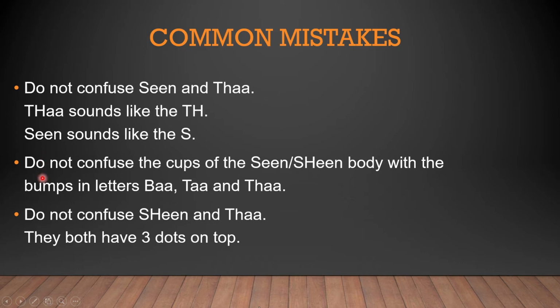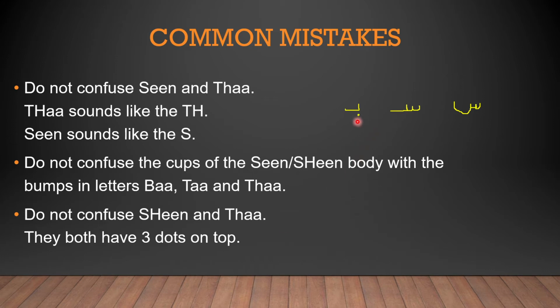Okay? Do not confuse the cups of seen, sheen body with the bumps in the letters ba, ta, and sa. Now, this is the bumps I'm talking about. This is seen, right? We have seen the scene. And in the beginning version, it's like this. Now, the bumps of ba and ta and sa are like this. So it's very easy to confuse them with seen.